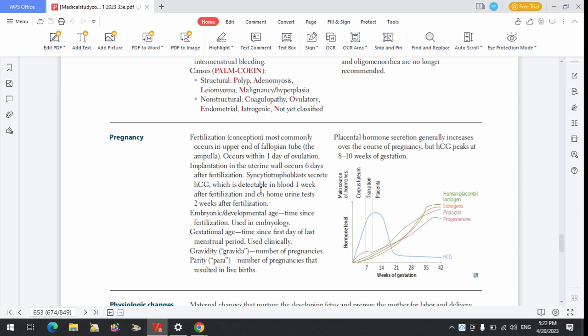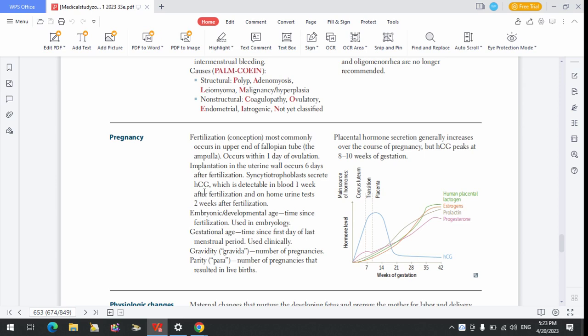HCG is usually detected in the blood within the first week of fertilization, while you can see it in urine within the second week. Very important for us to note that you see it early in the blood, then later, second week, you see it in the urine. HCG can work as a luteinizing hormone, luteinizing the corpus luteum so that it can stimulate the thecal cells to produce progesterone, because its structure is very similar to LH, to FSH, and TSH.